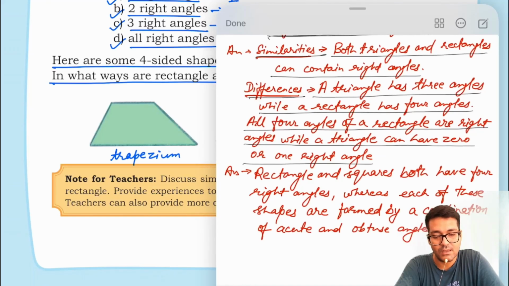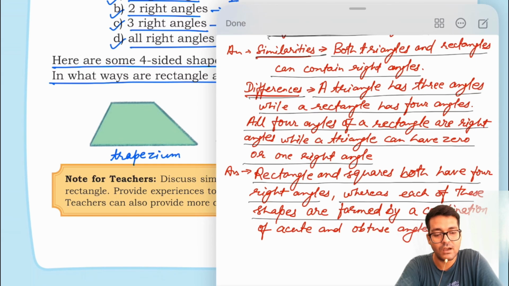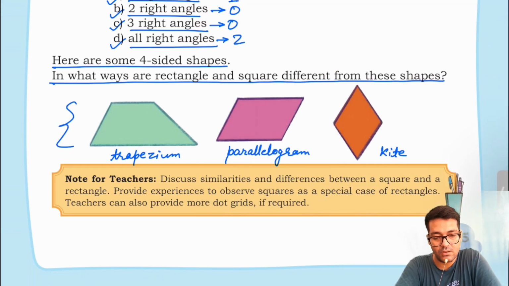The answer is rectangles and squares both have 4 right angles, whereas each of these shapes is formed by a combination of acute and obtuse angles. All these three shapes have a combination of acute and obtuse angles, not right angles as seen in rectangle and square.